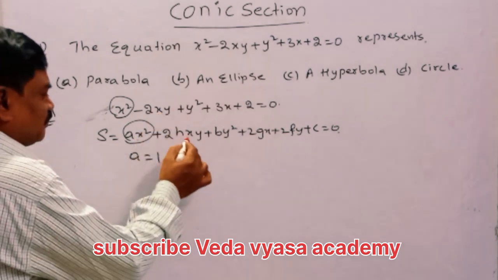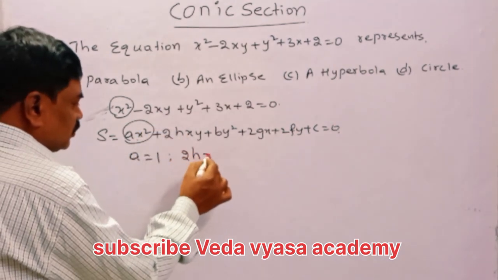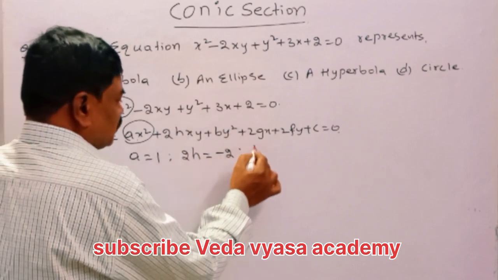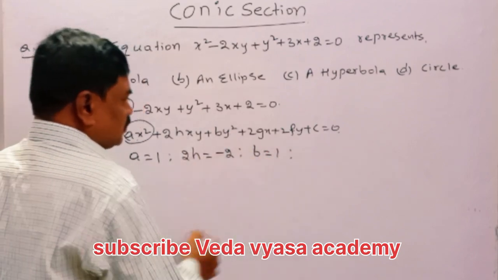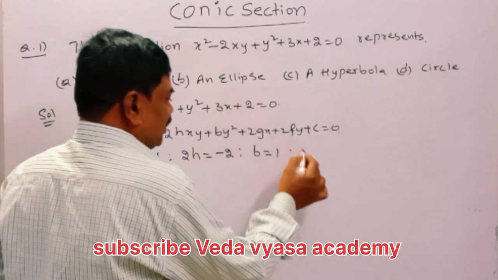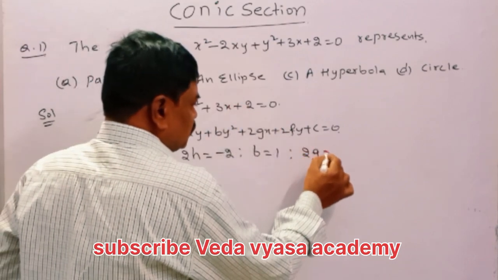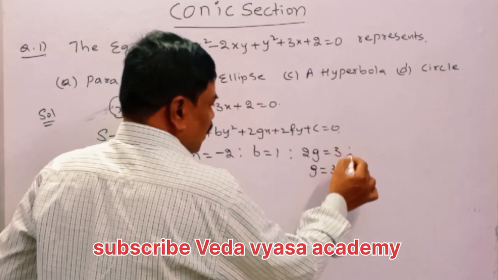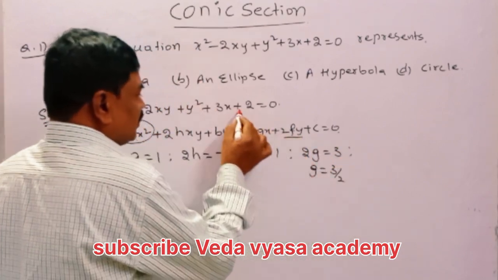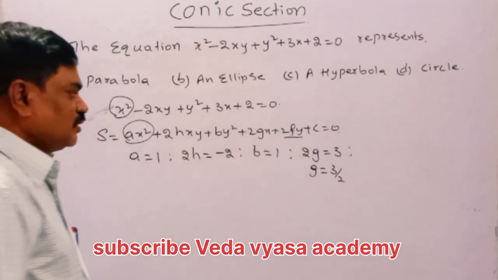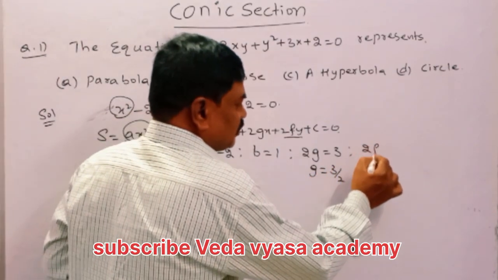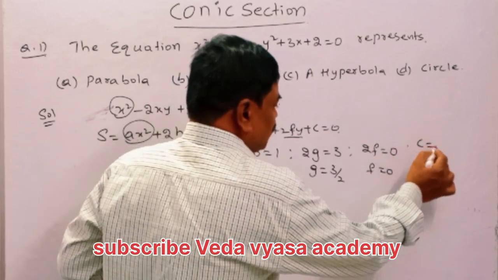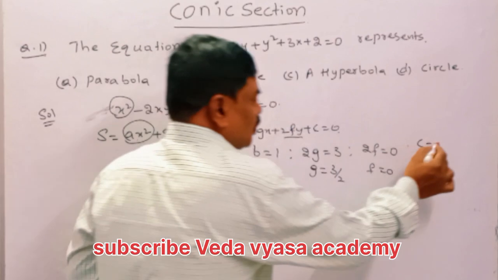And the xy coefficient 2h is equal to minus 2. The y square coefficient b is equal to 1. The x coefficient 2g is equal to 3, so g is equal to 3 by 2. And the y coefficient: here there is no y term, so 2f is equal to 0 and f is equal to 0. And c is the constant value 2.